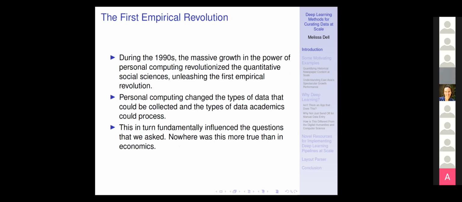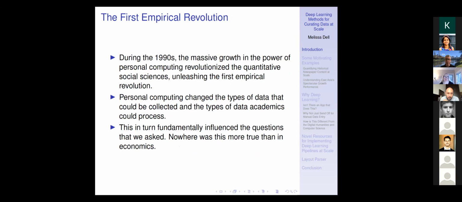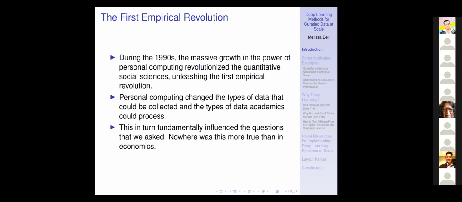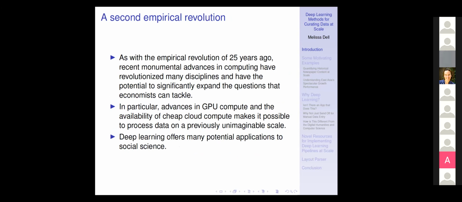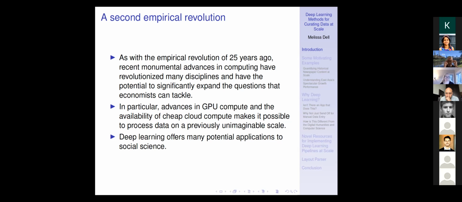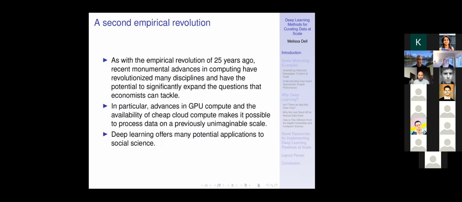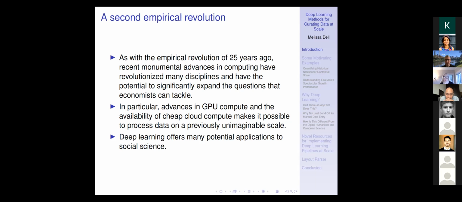Just to give a little bit of background, if you go back to the 1990s, economics was a very different field than it is today. The massive growth of personal computing at that time completely revolutionized the questions that economists ask and that were feasible to answer. I think the same thing is true today. As was true 25 years ago, there have been recent monumental advances in computing that have revolutionized a lot of different disciplines and have the potential to significantly expand the questions that we can ask.